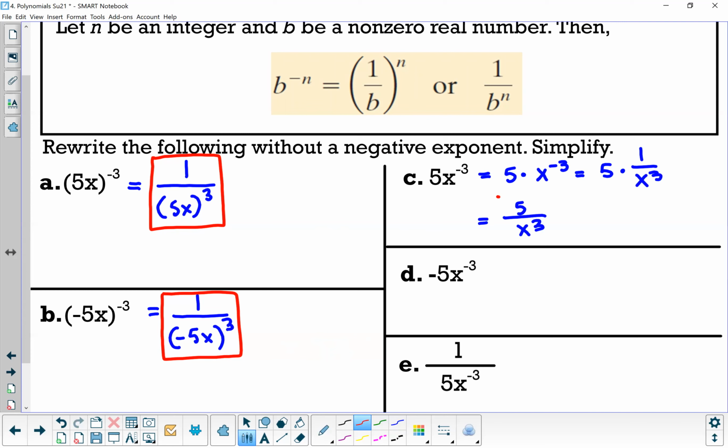So if you went straight to the answer for here, that's fine. I'm going to do that for letter D. All right, letter D, we have -5x to the -3, which again means -5 times x to the -3. So when you take the reciprocal, you're only taking the reciprocal of x to the -3. So we have -5 over x cubed.